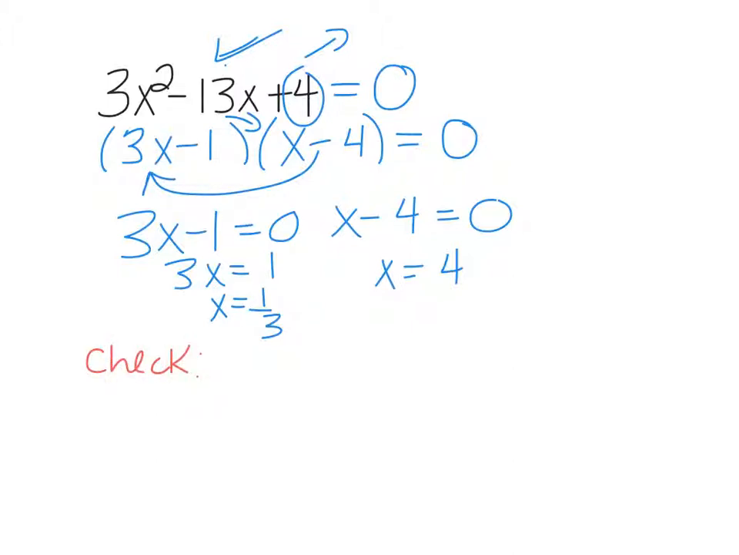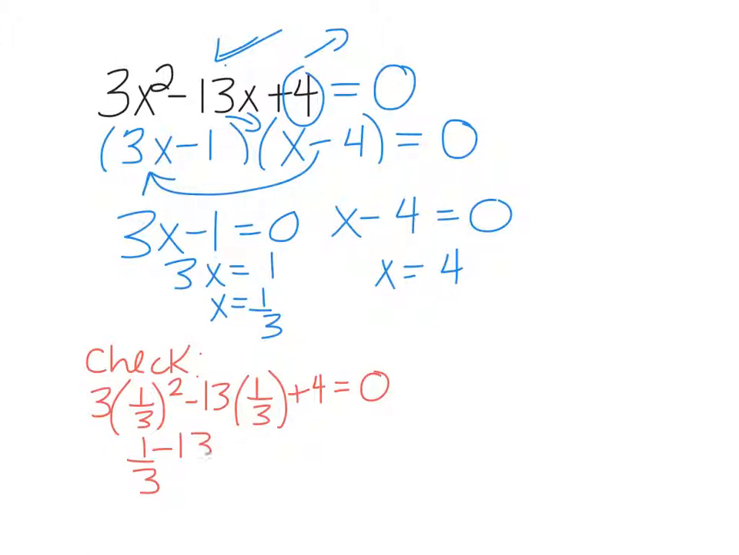However, before I say that I did find the roots, I need to check it. So I'm going to check in my original equation. So I have 3 times 1/3 squared minus 13 times 1/3 plus 4 is equal to 0. So 3 times 1/3 squared, which will be 3 over 9, which will give me 1/3, minus 13 over 3 plus 4 is equal to 0.